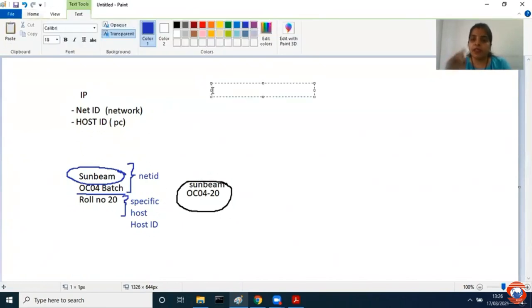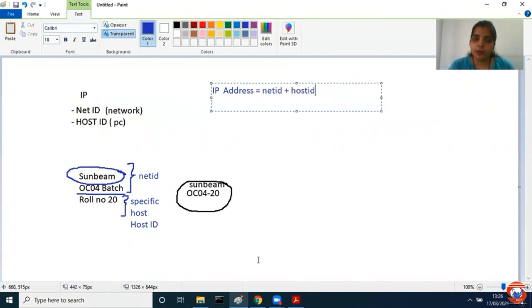So whenever I am talking about an IP address, it is divided into 4 octets. From that IP address, it is divided into net ID and host ID. Because if I only say Sunbeam OC4, who do I talk to in the whole network? Roll number 20. Are you getting it? So I need the network ID and I also need the host ID.